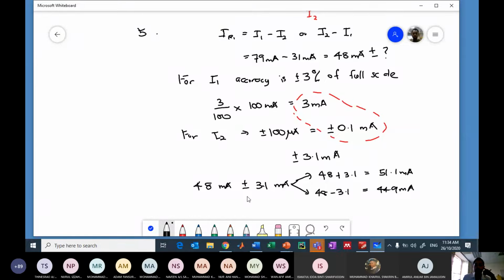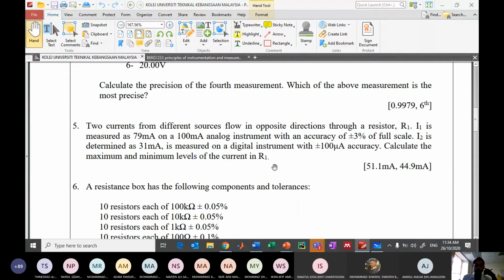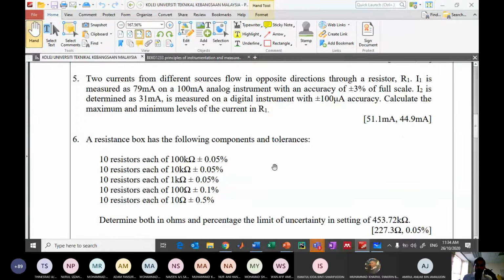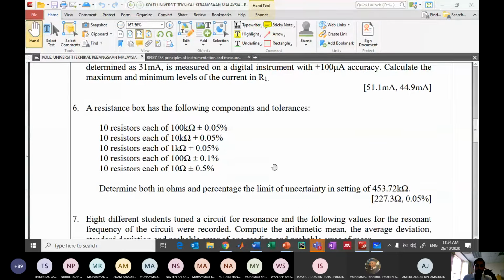Okay, so this is the solution for question number 5. Now, let's move to question number 6. A resistance box has the following criteria. It has 10 resistors for each of the values here. You want to basically combine the resistors to get a total value of 453.72 kilo ohms. So what is the combination to get 453.72 kilo ohms?